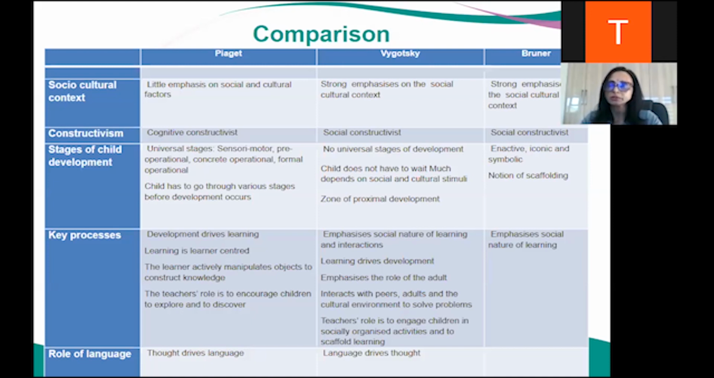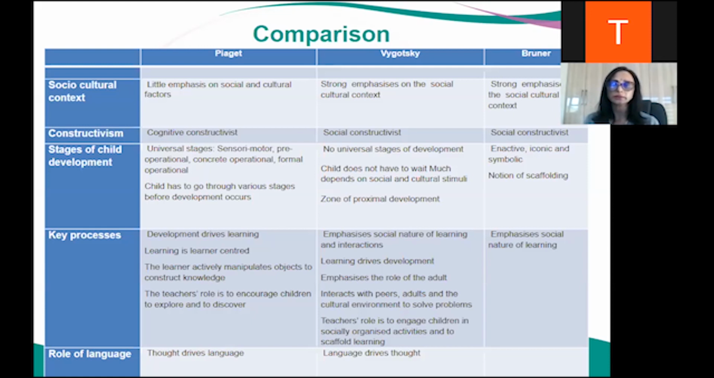The next is constructivism. Piaget focuses on cognitive constructivism and universal stages of development, where he believes the child has to go through various stages from sensory-motor to pre-operational, concrete operational, and formal operational. Vygotsky, on the other hand, says that there are no universal stages of development, that the child does not have to wait for each stage.